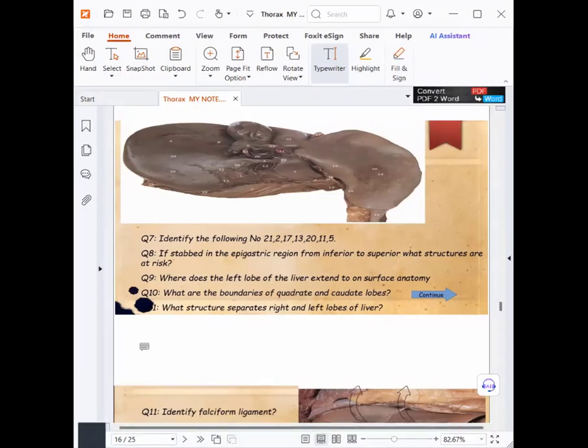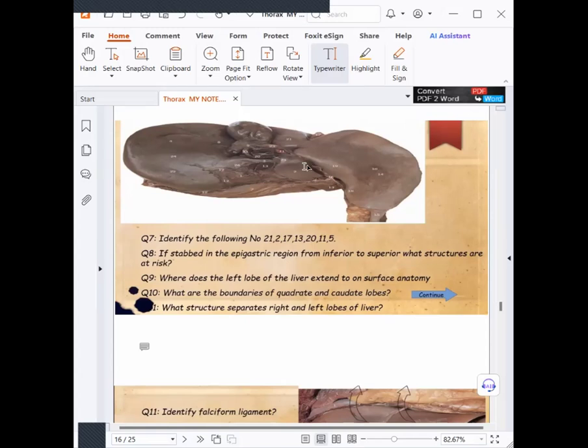What are the boundaries of the quadrate and caudate lobes? Quadrate lobe: on the left, ligamentum teres; on the right, gallbladder; anteriorly, the anterior free margin of the liver; and posteriorly, porta hepatis.